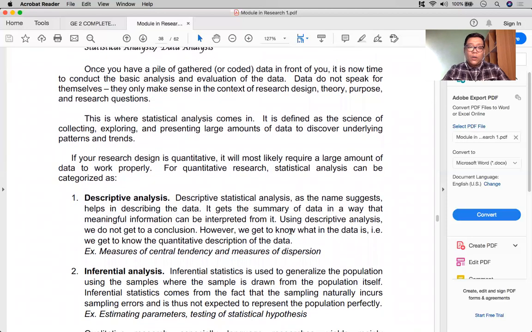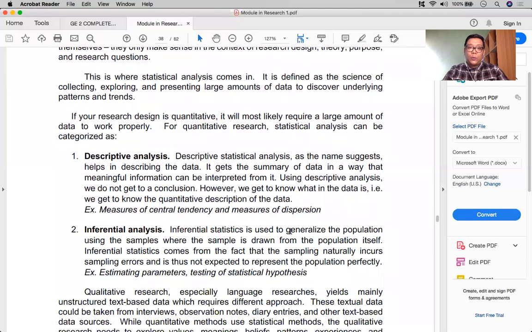So when you say descriptive analysis, as the name suggests, it helps in describing the data. It gives the summary of data in a way that meaningful information can be interpreted from it. Using descriptive analysis, we do not get to a conclusion. However, we get to know what is in the data. That is, we get to know the quantitative description of the data. So for descriptive analysis, we use the mean, median, and mode only. Getting the mean of something descriptively presents your data.